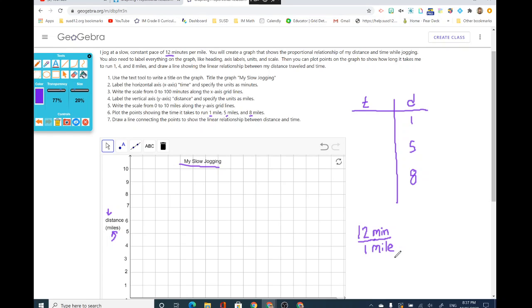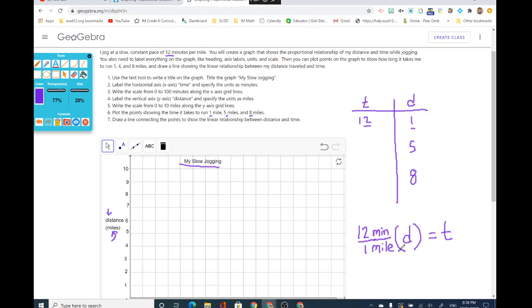Okay, now how do we use that? Well, if we multiply by the number of miles, which is our distance, then that is going to equal the amount of time it took to jog that distance. So D here is this distance. Okay, first, D equals 1. What is the time equal to? When distance equals 1, we multiply 1, so 12 times 1 equals 12. The time is 12 minutes.